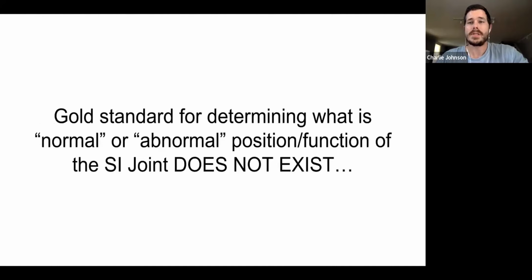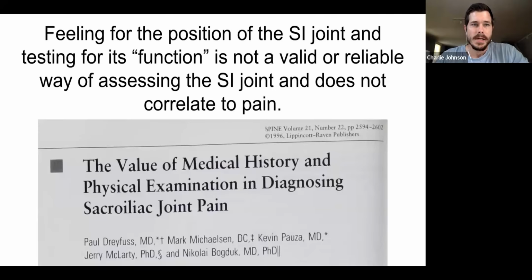But the gold standard for determining what is normal or abnormal position or function of the SI joint just does not exist. Right. And so we've done some different studies. This is going back to the 1990s. There's even studies way before this, and there's studies that continue to show the same thing over and over again. That feeling for the position of the SI joint and testing for its function is not a valid or reliable way.